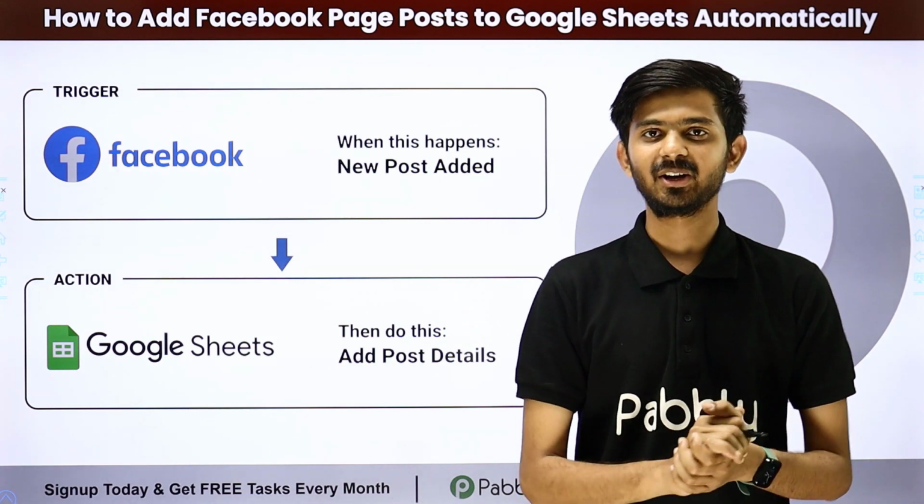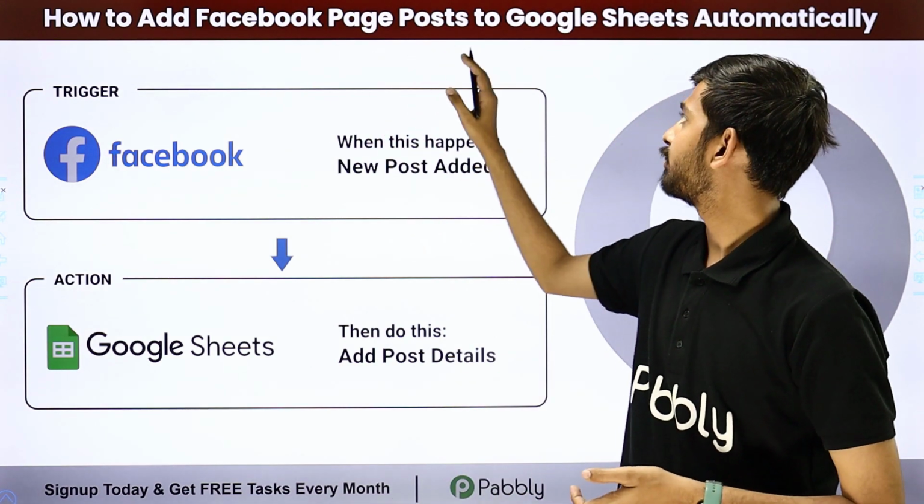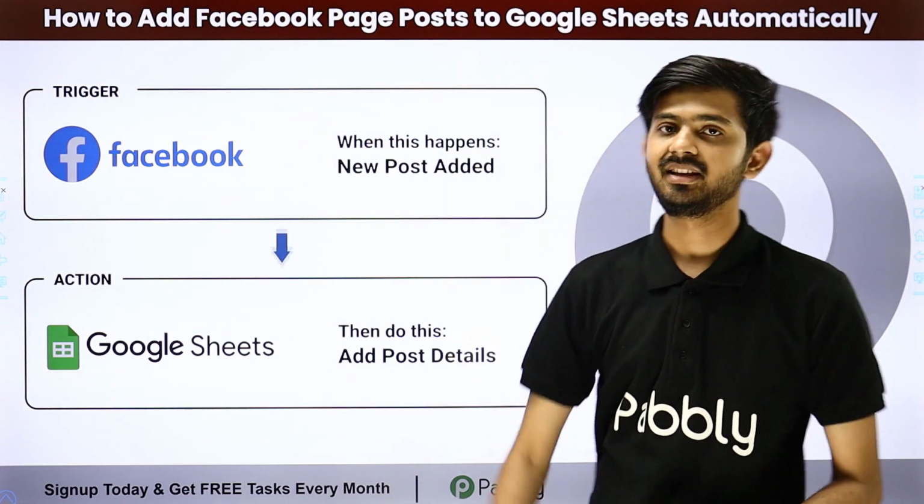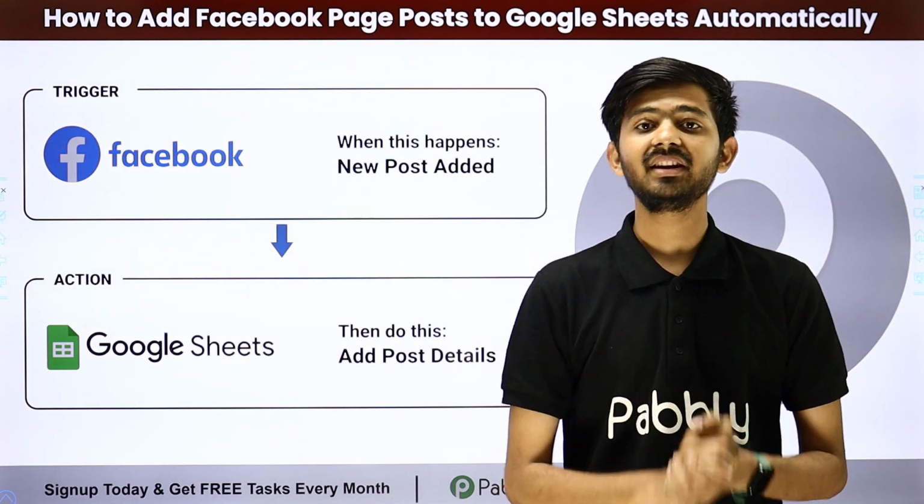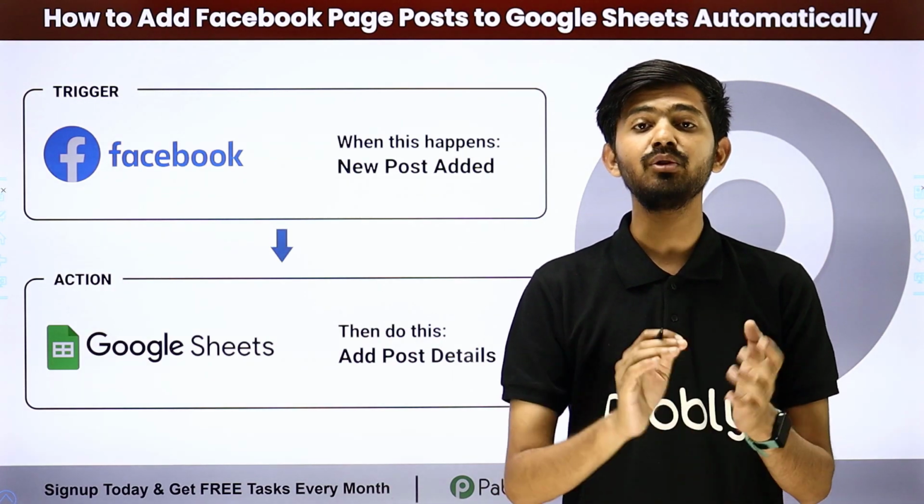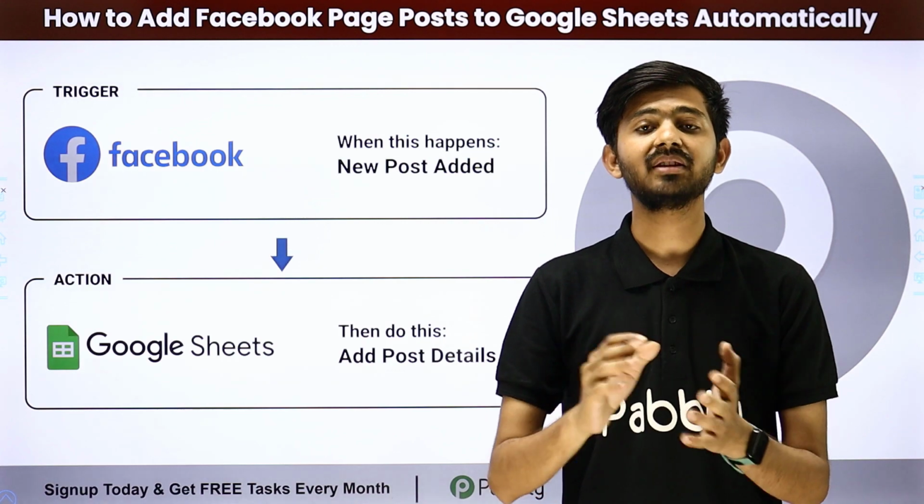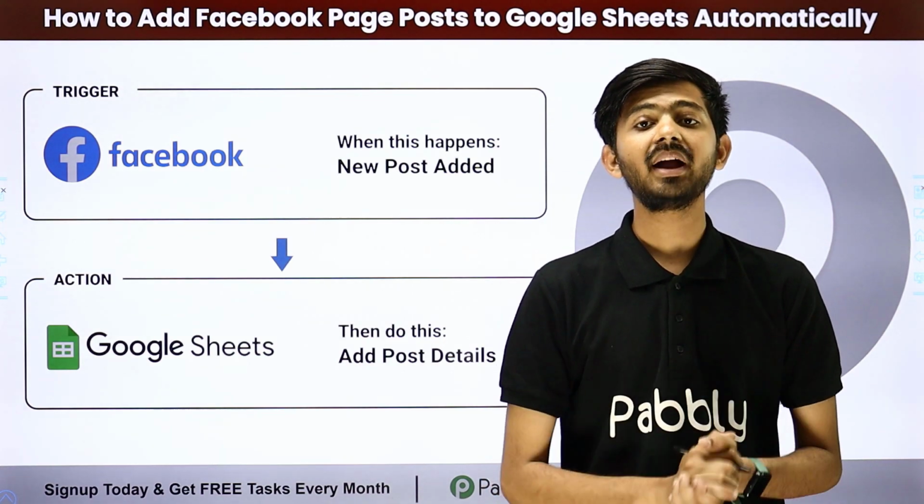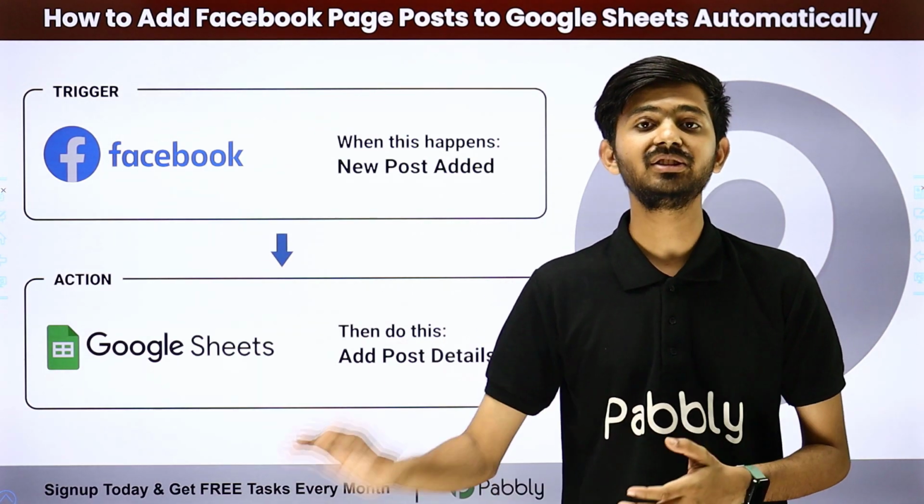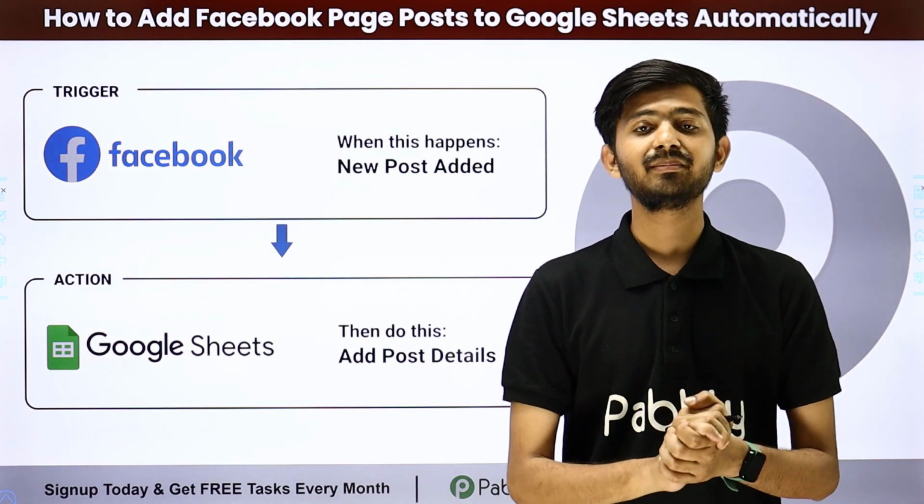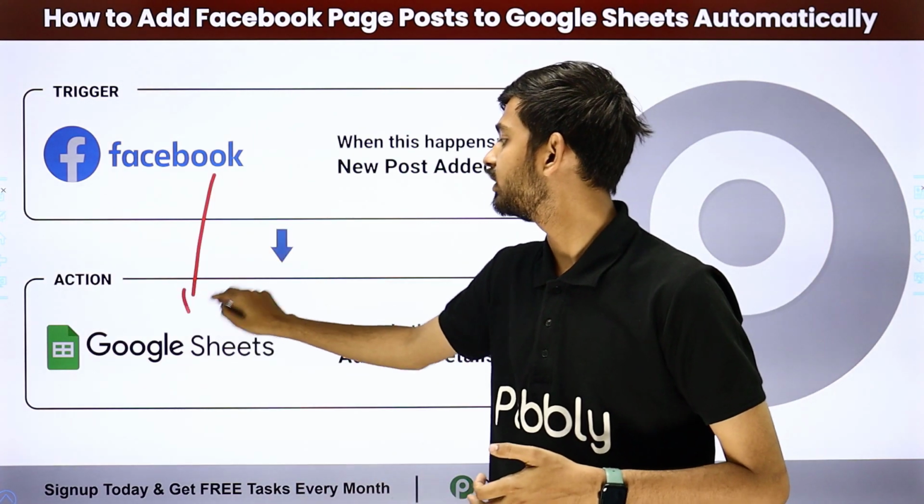Hello everyone, today our topic is how to add Facebook page posts to Google Sheets automatically. So here my objective is that whenever I create a new post on my Facebook page, I automatically capture that post's details and add those details to my Google Sheet. For that, I have to build a simple connection between Facebook page and Google Sheets.